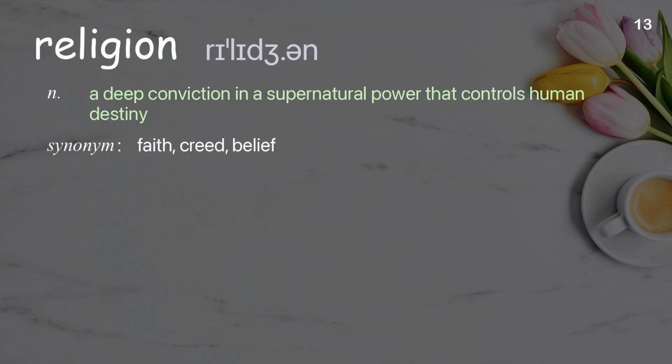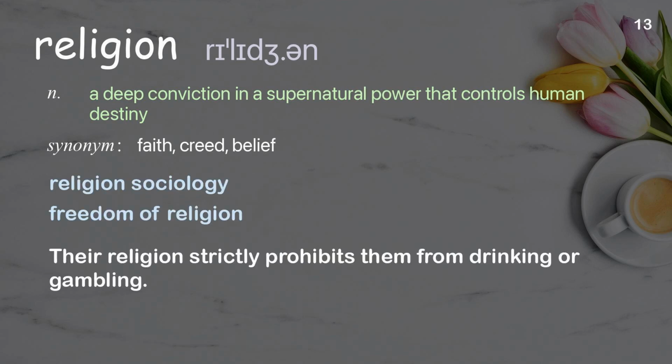Religion. A deep conviction in a supernatural power that controls human destiny. Examples: Religion sociology, freedom of religion. Their religion strictly prohibits them from drinking or gambling.